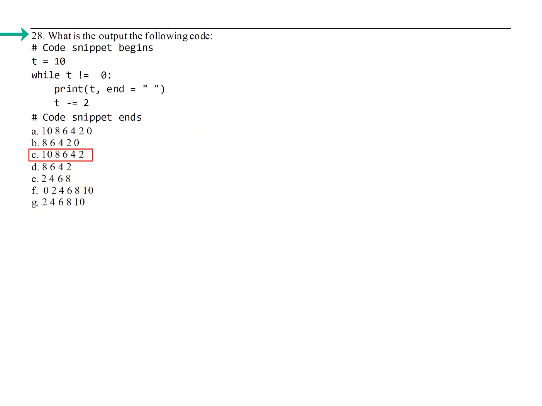Again, read the code, pause if you need to. Print comes before the decrement, decreasing t by 2, so it should print 10, then it goes to 8, to 6, to 4, to 2, and then when t is 0, it doesn't enter the loop, and it exits the loop, printing 10, 8, 6, 4, 2, which is C.